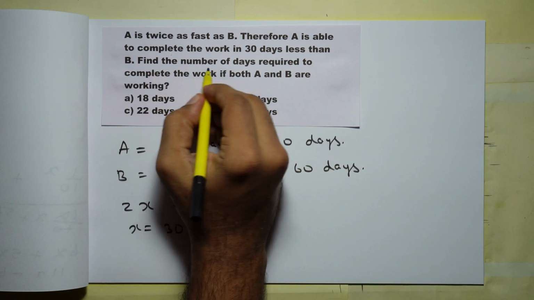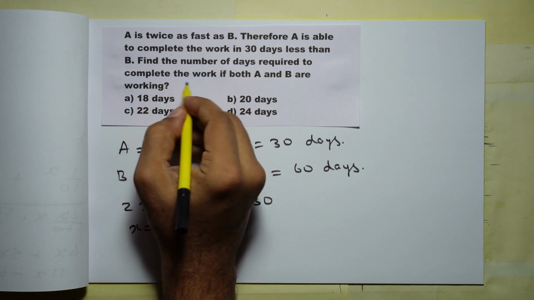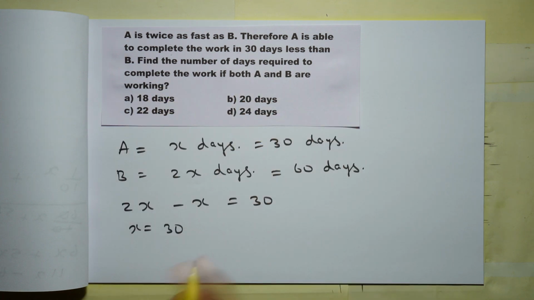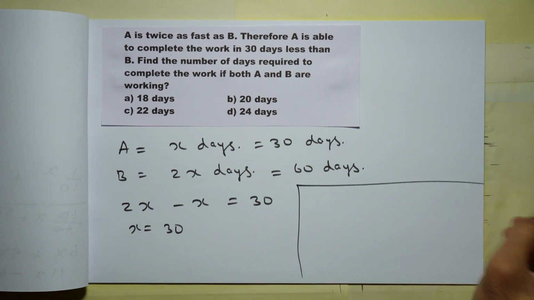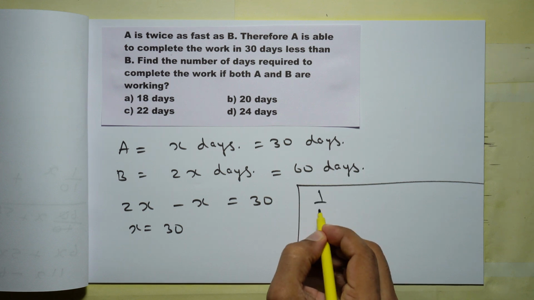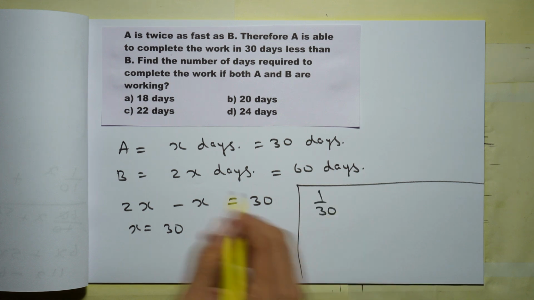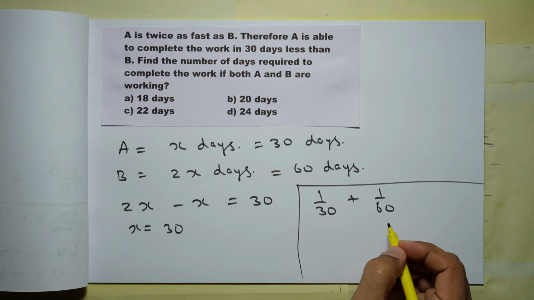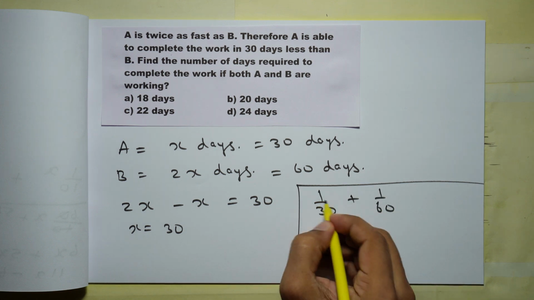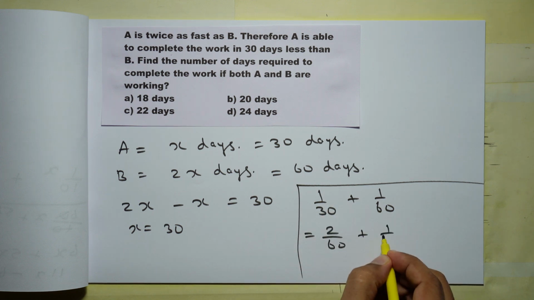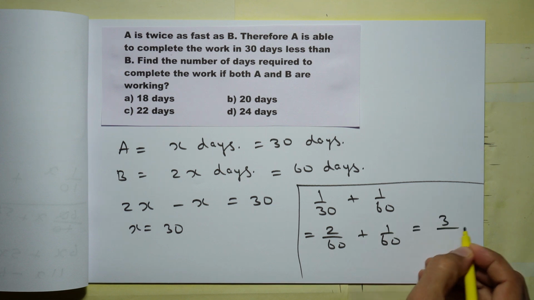Find the number of days required to complete the work if both A and B are working. Now both A and B are working. A can complete the work in 30 days, so every day A will do 1/30th of the work. B can do the work in 60 days, so every day 1/60th of the work will be done. We'll just calculate this. 1/30 can be written as 2/60 plus B will do 1/60. So that will be 3/60th of the work done.